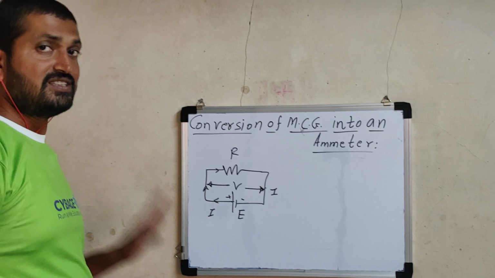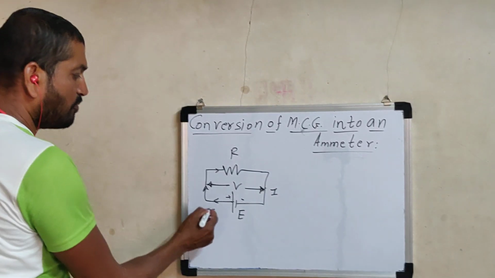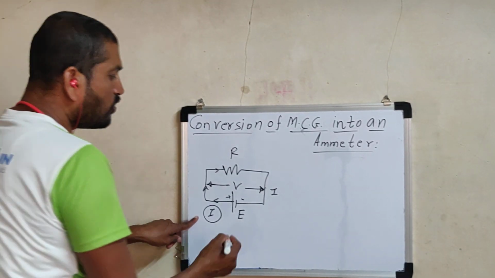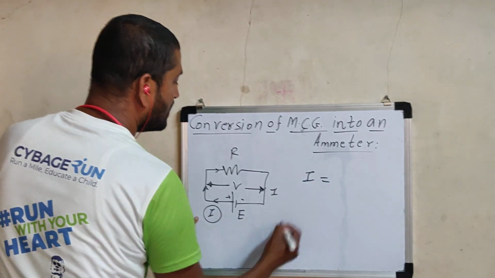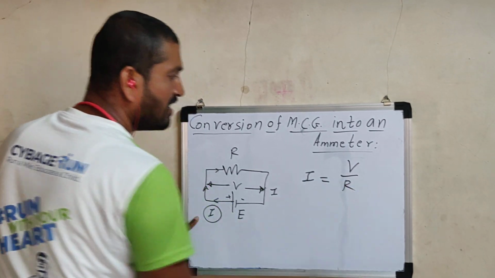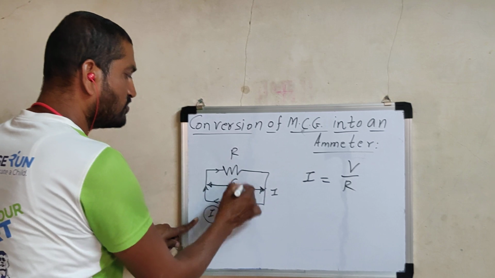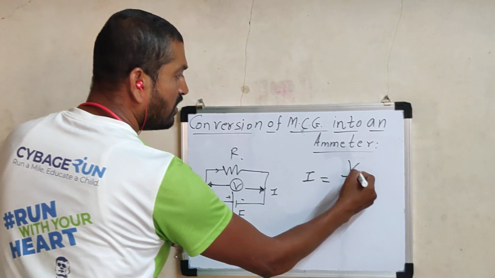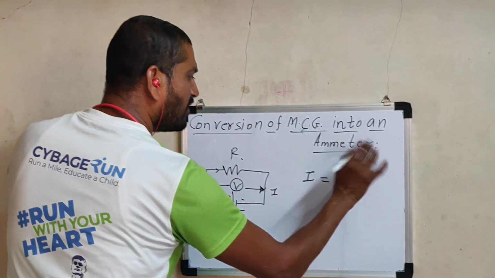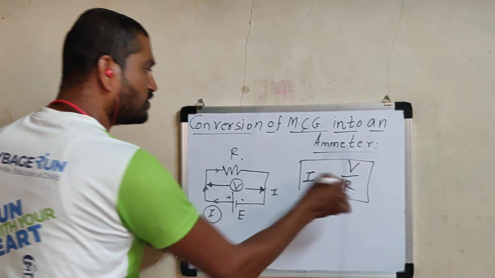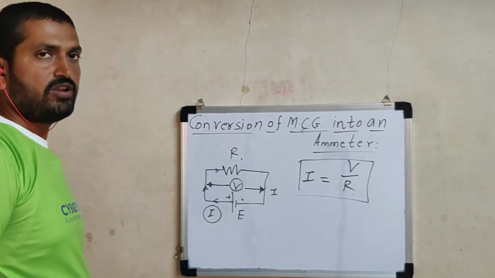Listen to me, this is a circuit in which suppose this current is to be measured. According to Ohm's law, we know that current is equal to voltage divided by resistance. Am I right? The voltage can be measured using a voltmeter. If this resistance is known, this ratio gives the current, whatever it may be. So by means of Ohm's law, by the calculation method, we can calculate the current.